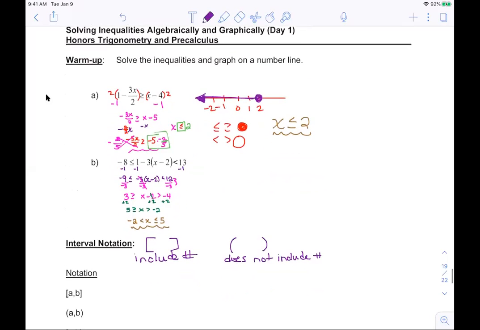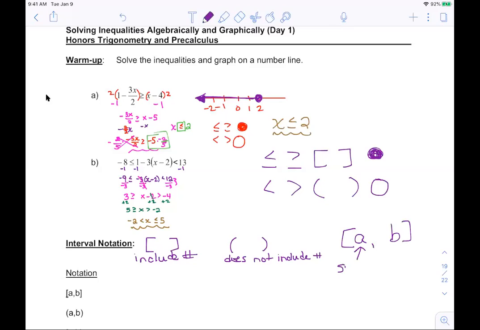Or you could say if it includes equals to, then it's a bracket. If it's just less than or greater than, then it's a parenthesis. So closed circle, bracket, equal to, open circle, parentheses, less than or greater than. And then just a little refresher with the A and the B. A is always your smaller number, B is the bigger number. So numbers increase from left to right.